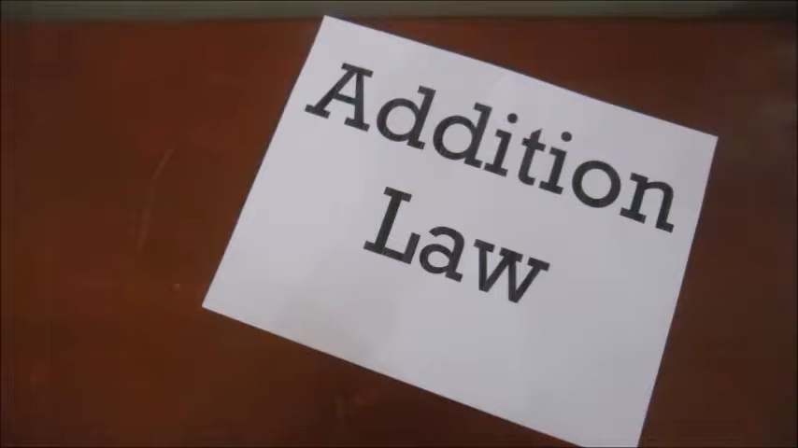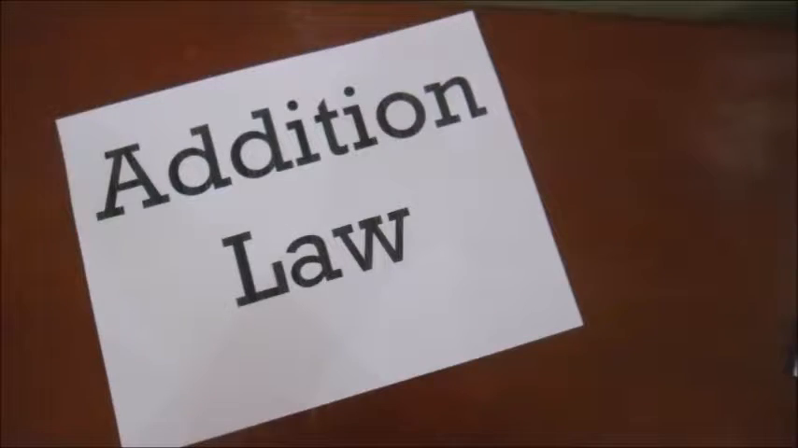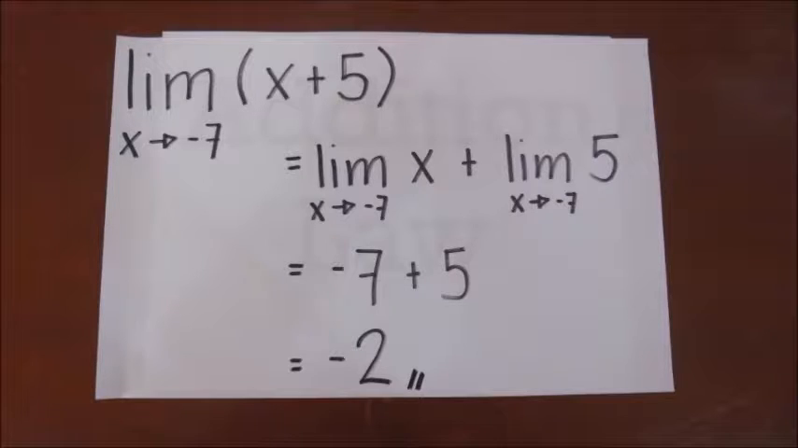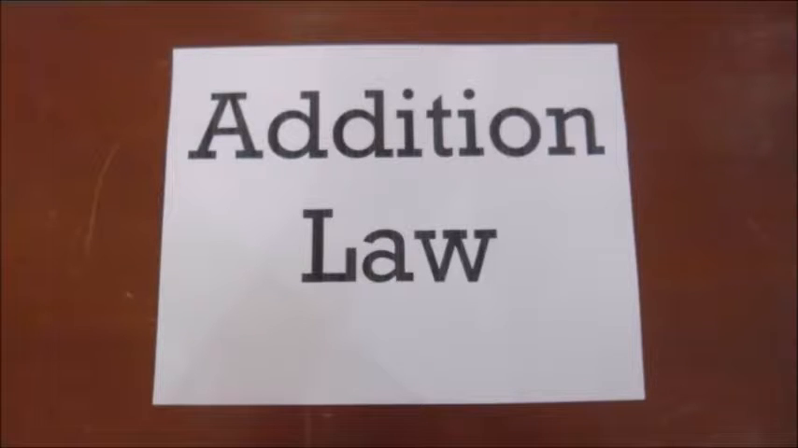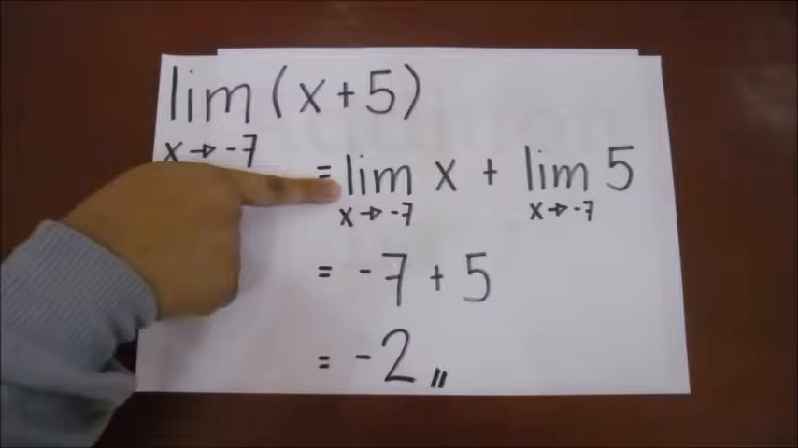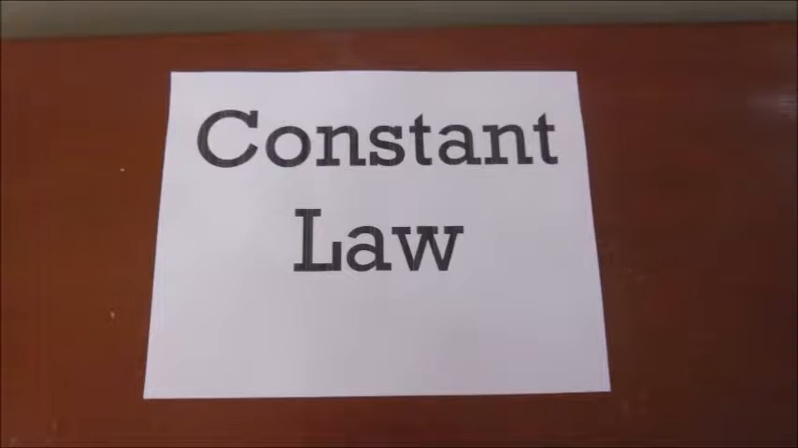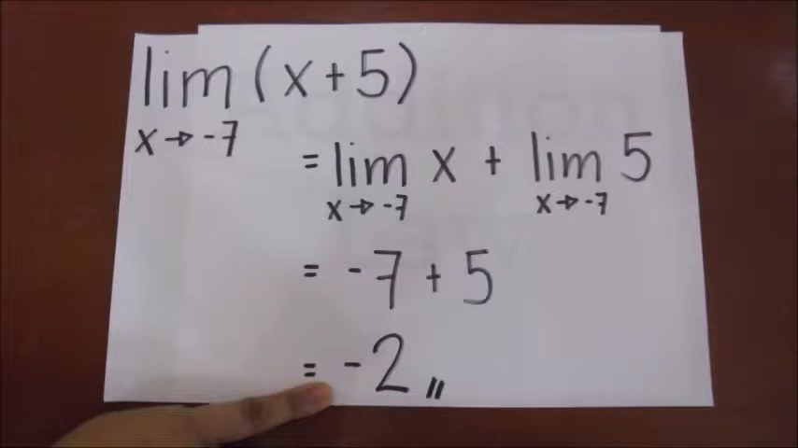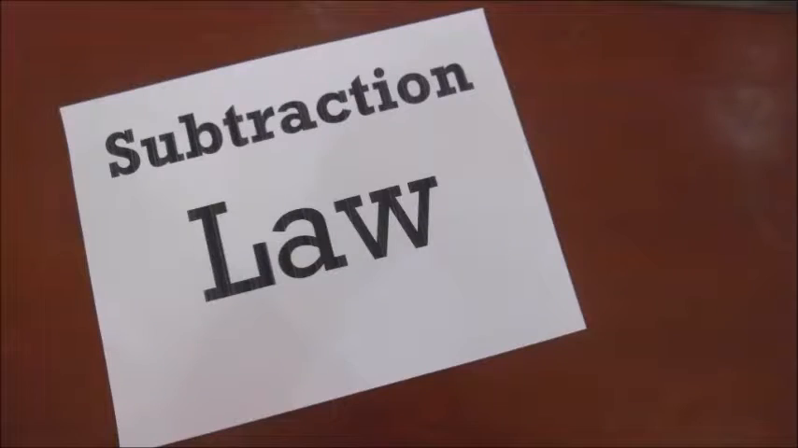Addition law. This simply means when we take the limit of an addition, we can just take the limit of each term individually, then add the results. Example 3. The limit of the quantity x plus 5 as x approaches negative 7. First, we're going to use the addition law. We have to separate the terms x and 5. Then, we're going to apply the identity law for the first term, so it's negative 7, and the constant law for the second term, so it's 5. Then, negative 7 plus 5 is equal to negative 2. That's the final answer.